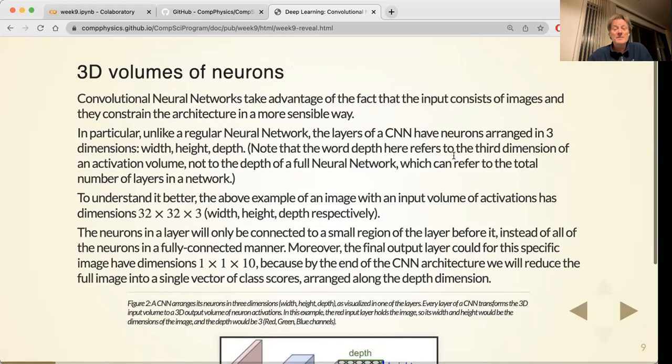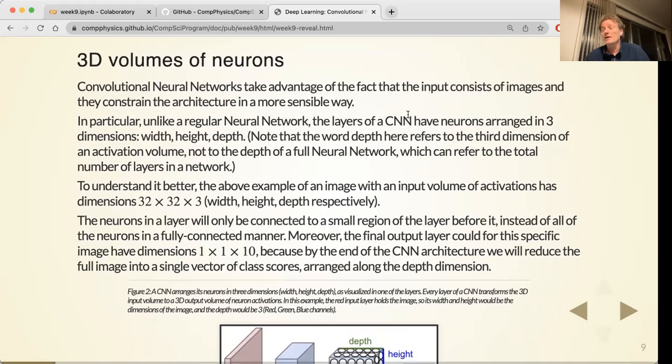They normally take advantage of the fact that the input consists of images, and they constrain the architecture in a more sensible way. As we said, if you're looking at houses, you are typically looking for corners, windows, doors. If you're looking for human faces, you're looking for a mouth, eyes, nose, and these are features which are pretty common to a human face. If you're looking at recognizing specific animals, they have some specific features which you can use to train the neural network on.